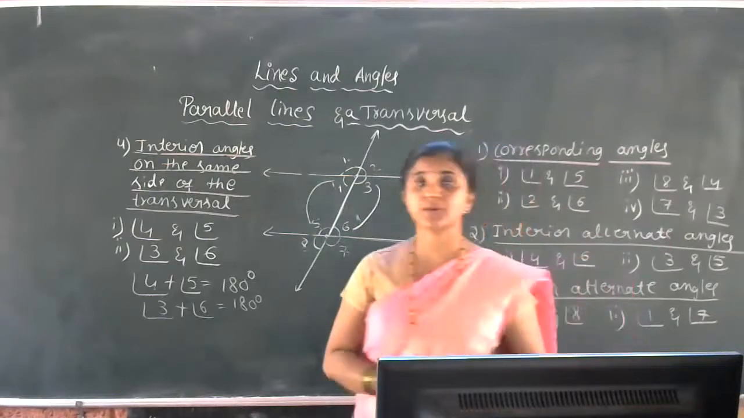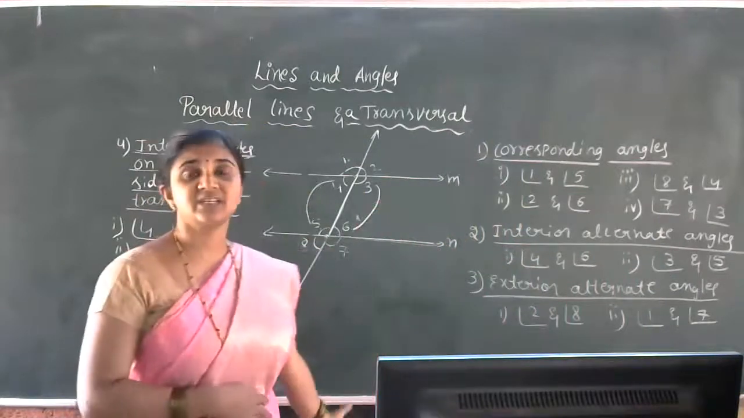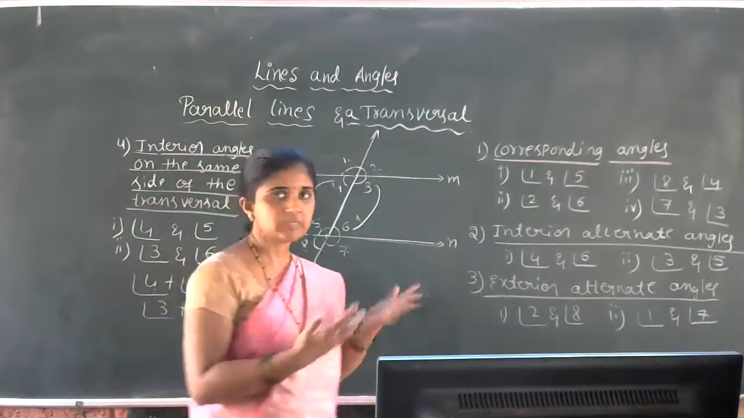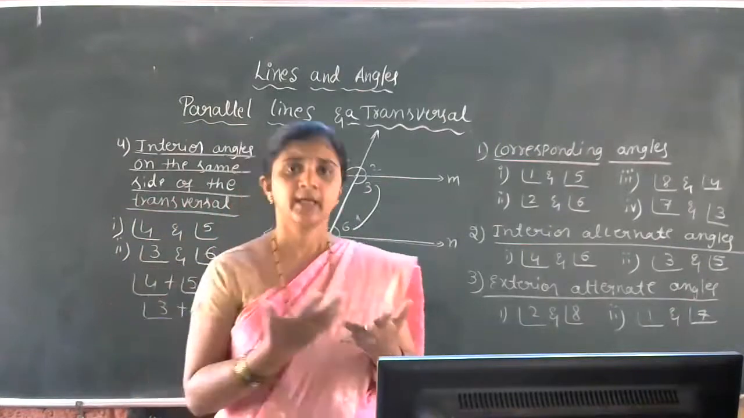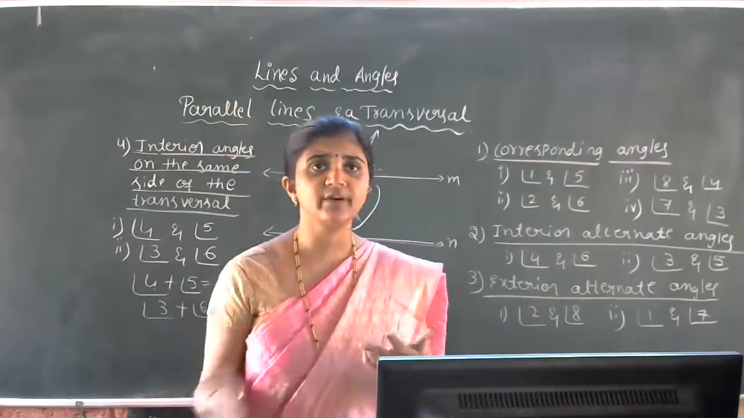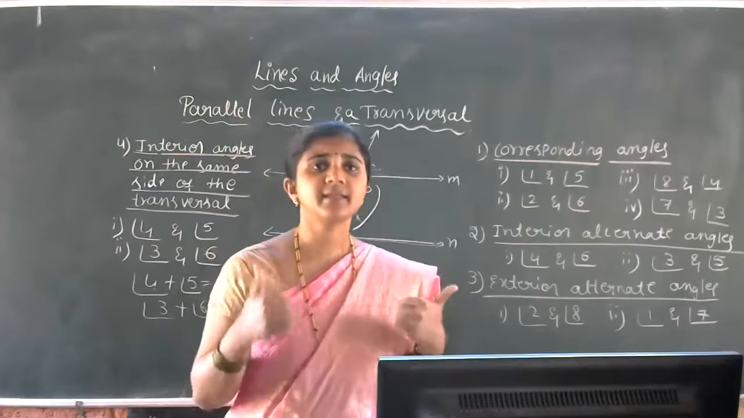Is that clear, students? Next, is there any classification in the parallel lines and the transversal condition? What is the next concept? Corresponding angles over, interior alternate angles over, exterior alternate angles over, then interior angles on the same side of the transversal over. Is there anything missing?